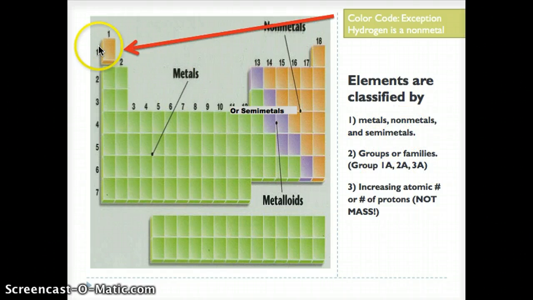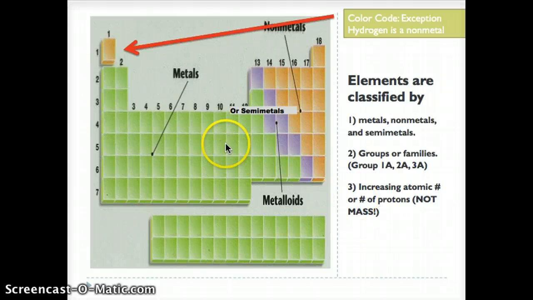We also talked about groups or families, like group 1A corresponds to the alkali metals, group 7 the halogens, group 8 corresponds to the noble gases. And the third way that we organize elements is by increasing atomic number, which also represents the number of protons.